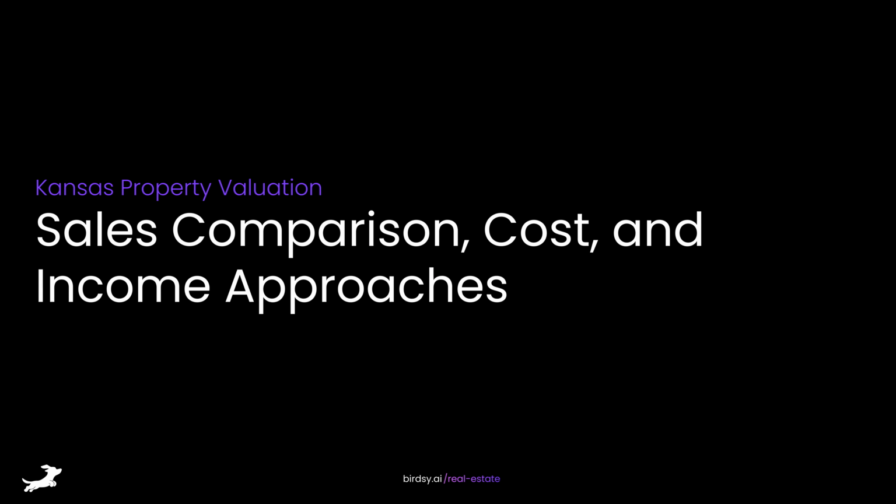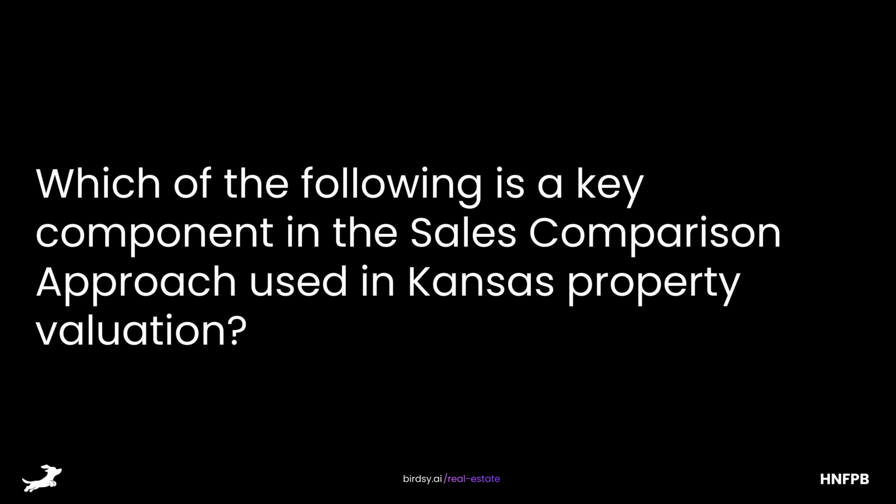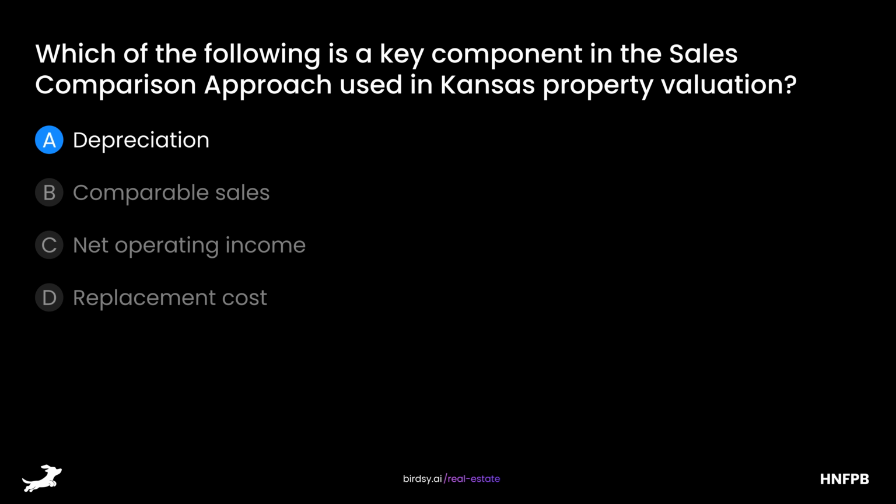Sales comparison, cost, and income approaches. Which of the following is a key component in the sales comparison approach used in Kansas property valuation? Is it A, depreciation, B, comparable sales, C, net operating income, or D, replacement cost? The answer is B, comparable sales.